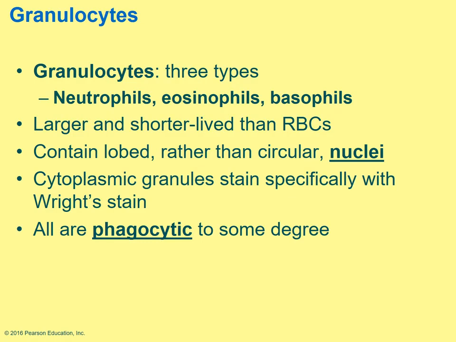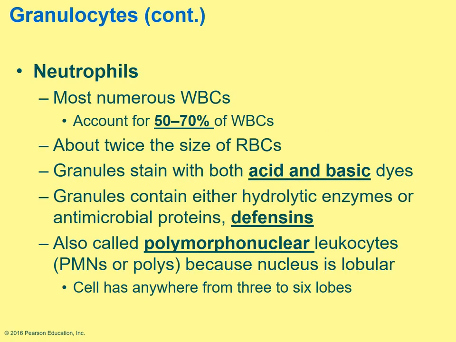They're granulocytes, which means that when you do a stain, we use what's called a Wright stain, the granules will stain a particular color. All of these can carry out phagocytosis, some more than others. If we look at those, the neutrophils are the most numerous of those white blood cells. They account for about 50 to 70% of the white blood cells. They are large.